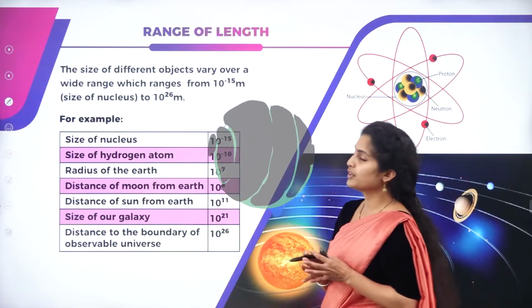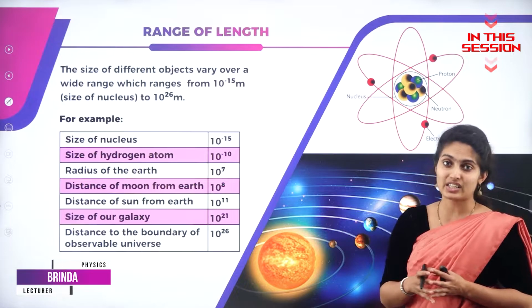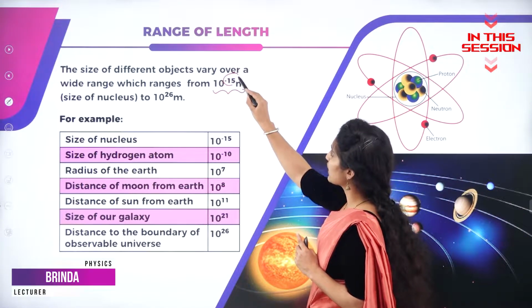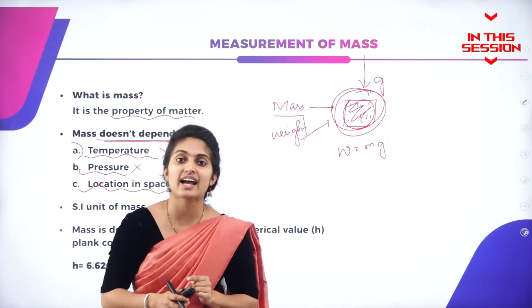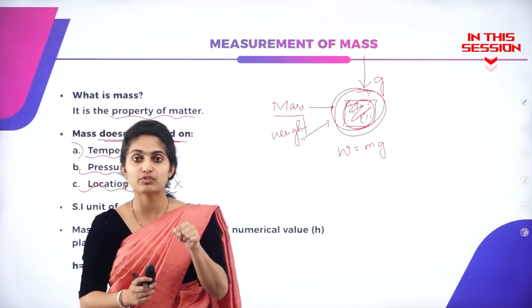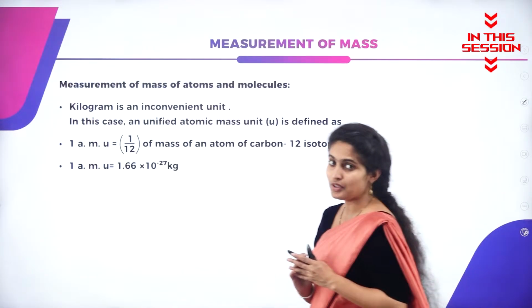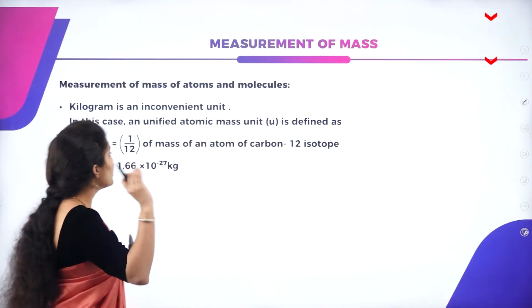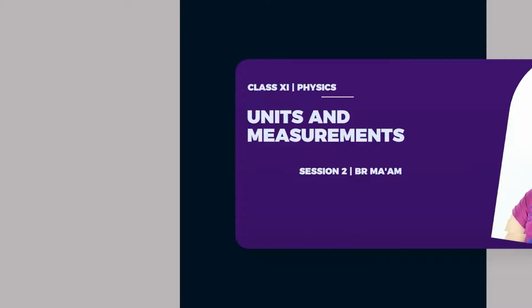The size of the different objects varies with respect to the radius, and it ranges from 10 to the power of minus 15 to 10 to the power of 26. Gravitational forces acting over it, and gravitational forces exerted by the Earth. Measurement of the mass of atoms and molecules, the smallest particles, can usually be done with one concept, and that is nothing but the atomic mass unit.